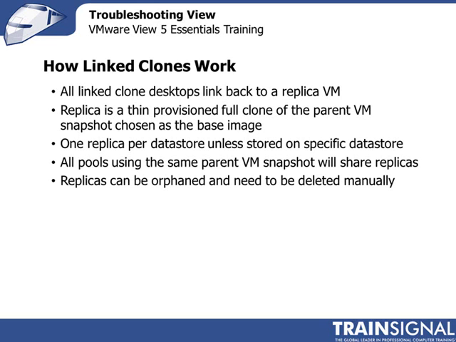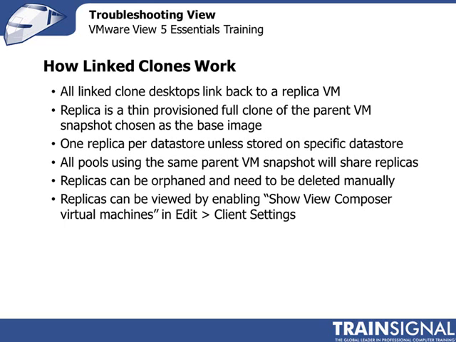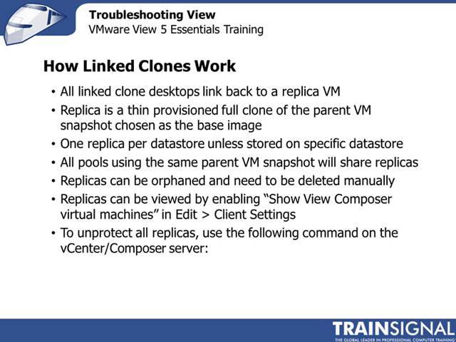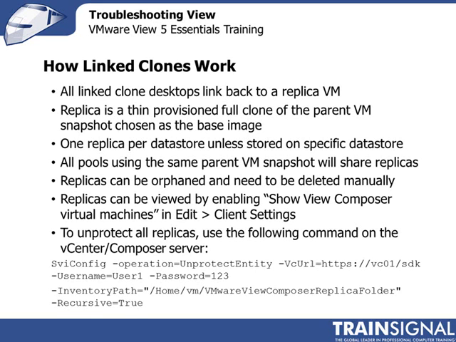Now occasionally replicas can be orphaned and will need to be manually deleted from vCenter. In order to see the replicas within vCenter, which are hidden by default, you'll need to go into the client settings for the vSphere client and enable the Show View Composer Virtual Machine setting, which will then present a new folder under which you'll find all of your replica VMs. Those replicas will still be protected entities, so you won't be able to do anything with them. So in order to delete replicas, you can use the SviConfig utility to unprotect all of the replicas. You can see this command on the screen now.